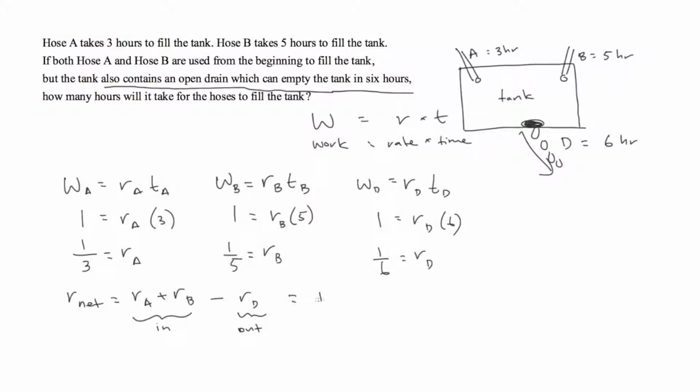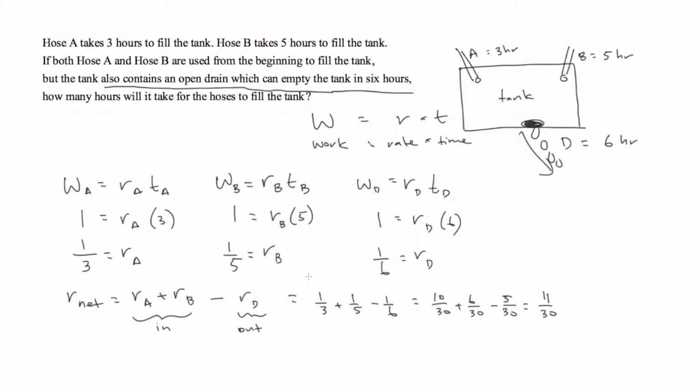So we get 1/3 plus 1/5 minus 1/6. If we get a lowest common denominator, we get 10 over 30 plus 6 over 30 minus 5 out of 30. We get 16 over 30 minus 5 out of 30, so that's 11 divided by 30. That would be the rate that water is actually filling up the tank.